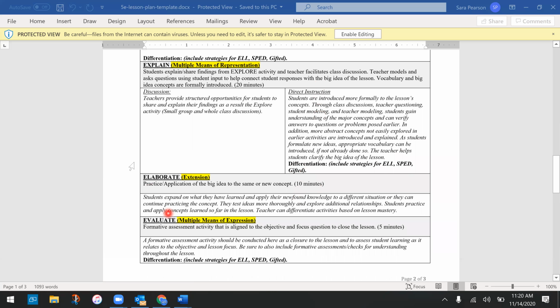Then you get to your elaborate section, and that's really just, now that we've learned what multiplication officially is, how are we going to practice? So you can give them a worksheet if you wanted to. I really love to give students games.